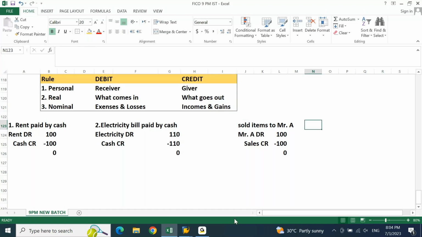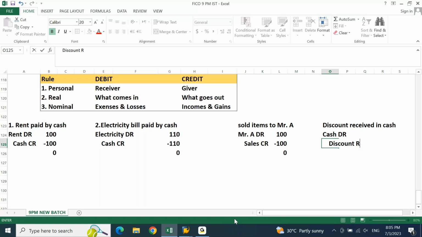Now let's say I talk about discount received. If you receive any discount, what entry are you going to record? Simply, to simplify this, discount received in cash. Cash account debit, discount received account credit. Let me take maybe 110 on the debit, 110 on the credit.